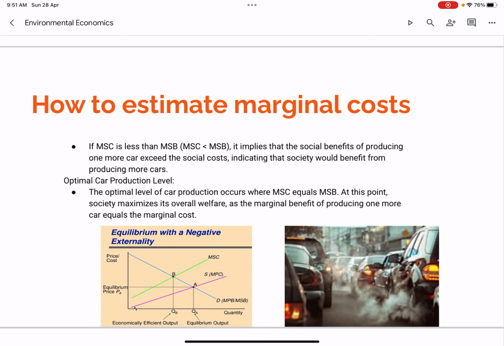Okay, so this is a very interesting concept in environmental economics. If we are able to figure out how to estimate the marginal social cost, then that helps in formulating the policies of taking care of negative externalities.